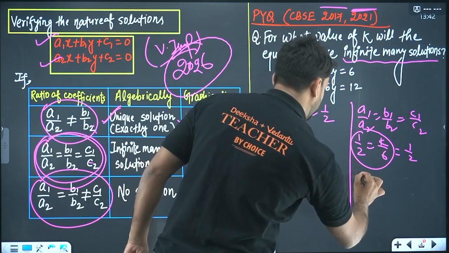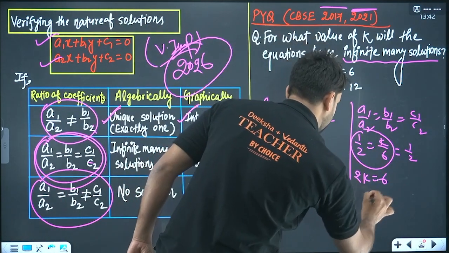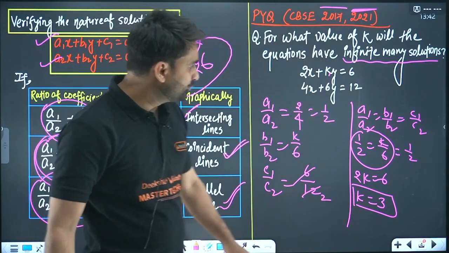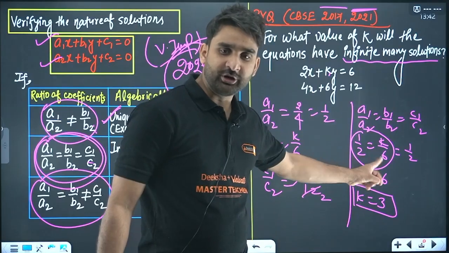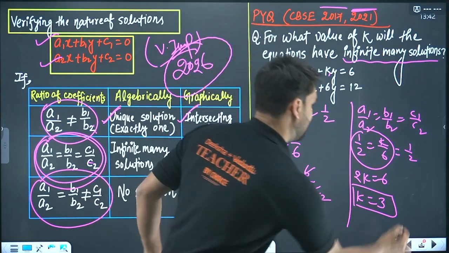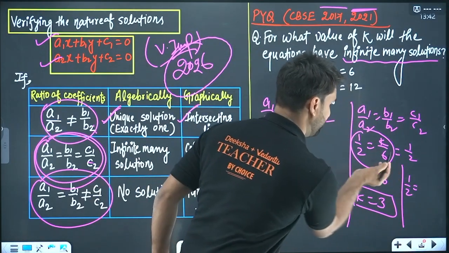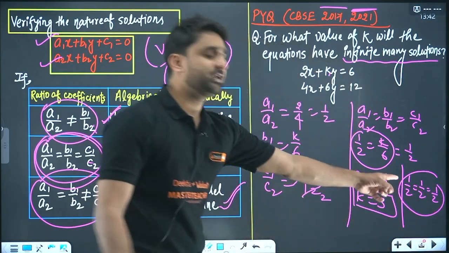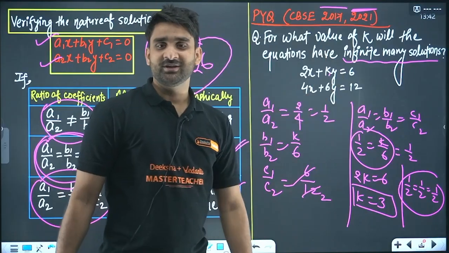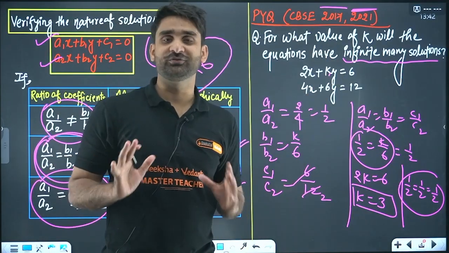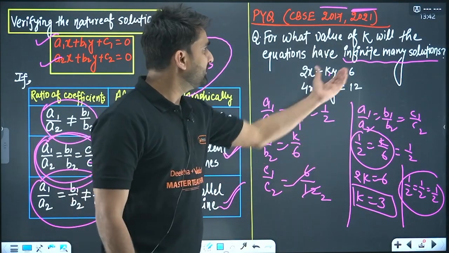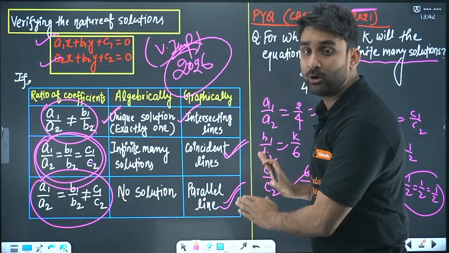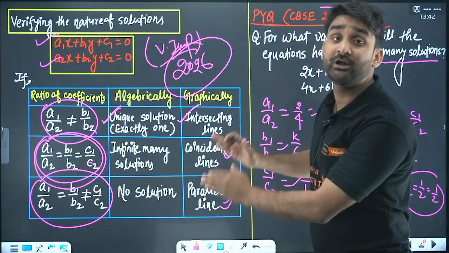If we cross multiply, 2k would be equal to 6. So k we are getting here is 3. If we put 3 here, 3 by 6 would again be 1 by 2. So 1 by 2 equals 1 by 2, and all three are equal. Hence the equations have infinitely many solutions, that is the nature of the solution, right? So by doing this, we can get the result. Are you getting my point, my dear? So this chart plays a very important role in the pair of linear equations in two variables chapter.